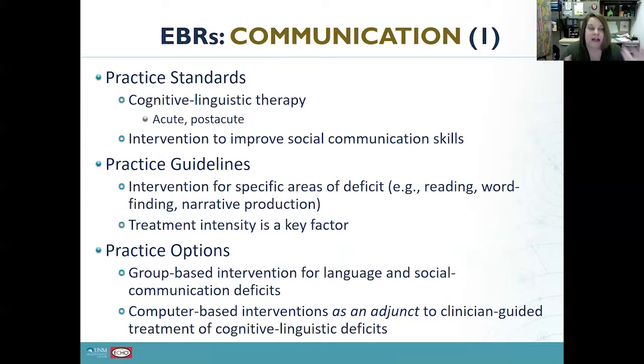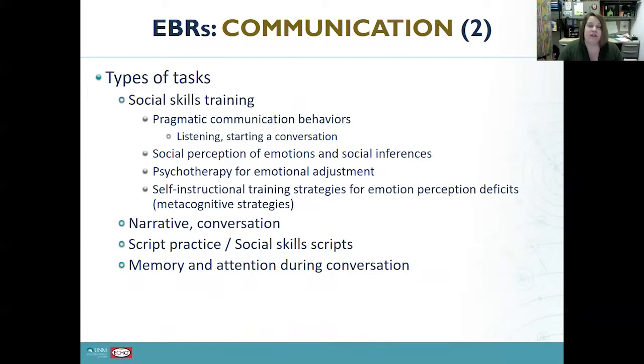And then anytime that you can have computer-based interventions as an adjunct to complement whatever the clinician is doing, that's going to be a good recommendation as well. So the next slide, there's different types of tasks. You can work on social skills training, narrative, conversation, script practice, social skills scripts, and memory and attention during conversation.